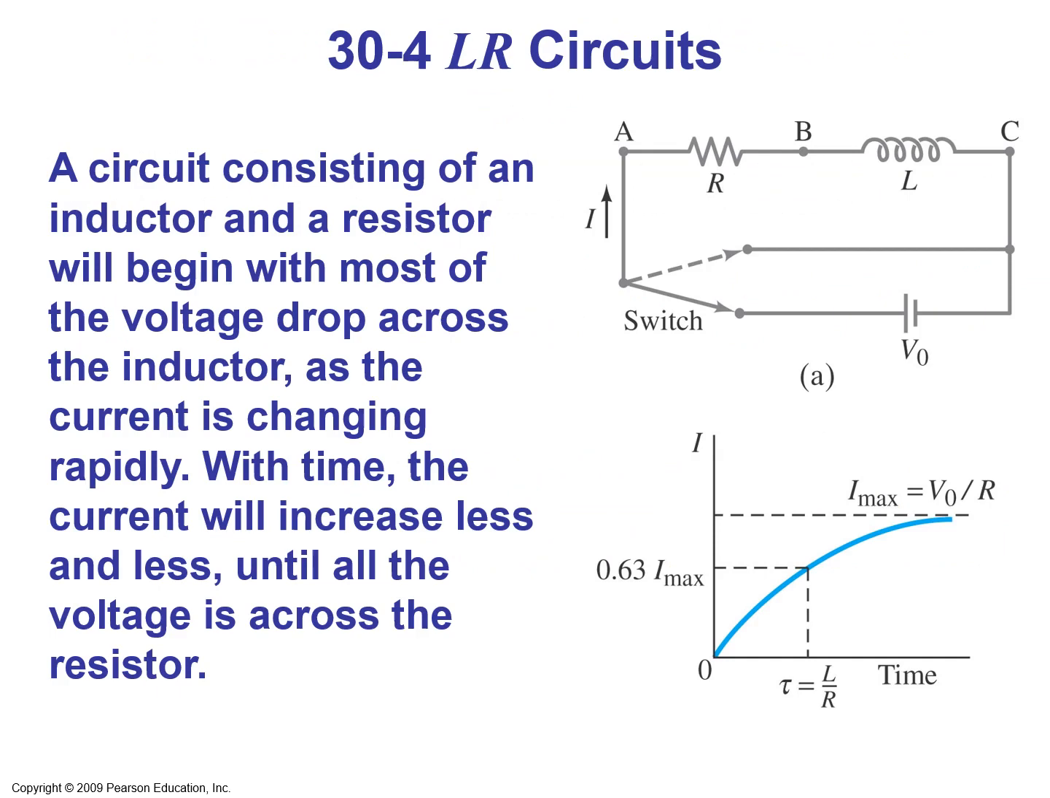Section 4. LR circuits. A circuit consisting of an inductor and a resistor will begin with most of the voltage drop across the inductor, as the current is changing rapidly. With this, the current will increase less and less until all the voltage is across the resistor.